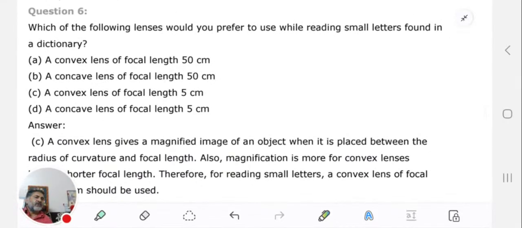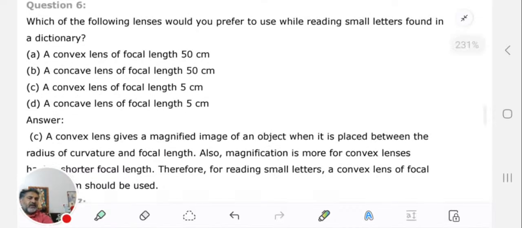Which of the following lens would you prefer to use while reading small letters found in a dictionary? A convex lens of focal length 50 centimeter, a convex lens of focal length 5 centimeter, a concave lens of focal length 5 centimeter. કોન્વેક્સ લેન્સ ઓફ ફોકલ લેન્થ હા, આપણે કે 50 સેન્ટીમીટર દૂરથી થોડું જોવાનું છે.